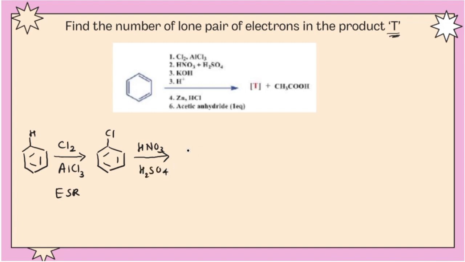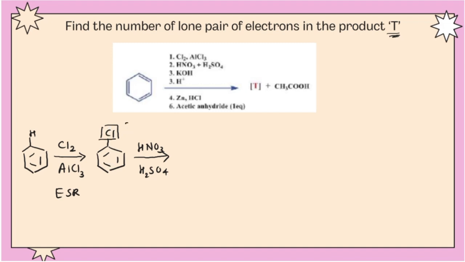It's going to form nitrochlorobenzene, but are we going to get mononitro, dinitro, trinitro? We don't know, and this is the most confusing factor for many of the students. I'm going to give you a hint here. Whether the product formed is mono, di or tri depends on the group present on the benzene.